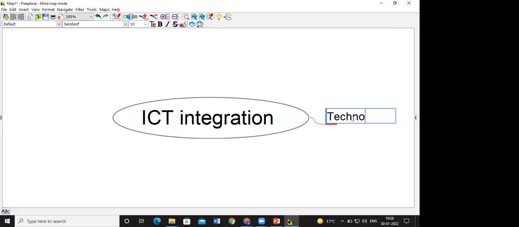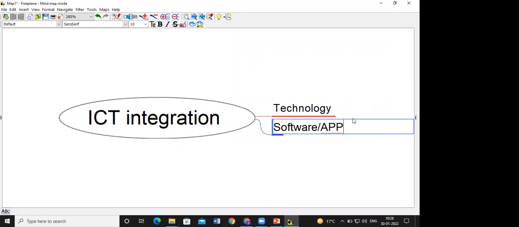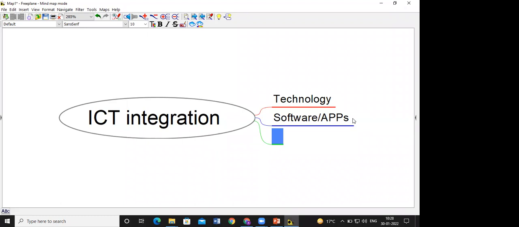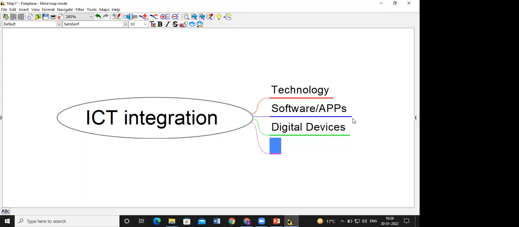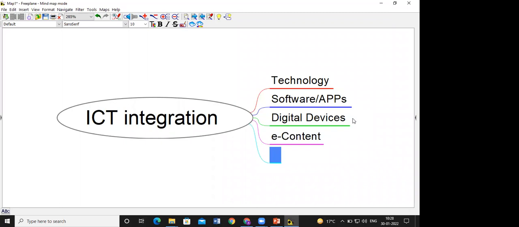Maybe technology. Okay. Yes, technology. Maybe, first of all, technology. Then maybe some software. Content. Yes, hardware. Okay. Combination of hardware. Website. We can say digital devices. Then maybe some e-content. Okay. Then some websites or platforms, websites or web portal.